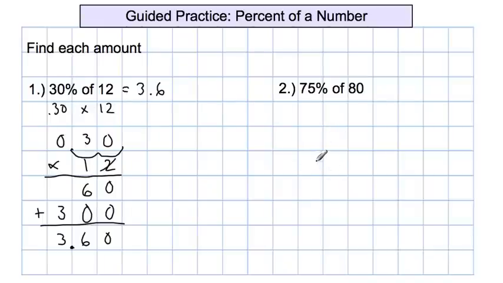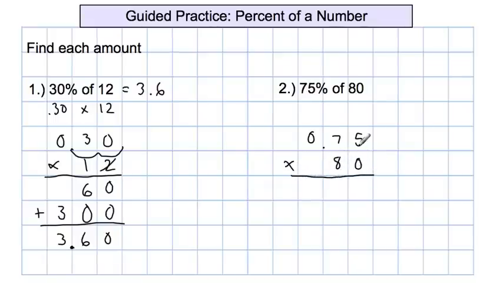So let's try that same thing here. 75% of 80, what is that amount? Well, 100% of 80 is 80, so I'm not going to go over 80. So let's just find out. All right, so it's 0.75. That's the decimal equivalent of 75%. And now I'm going to multiply that times 80 and see what we get.